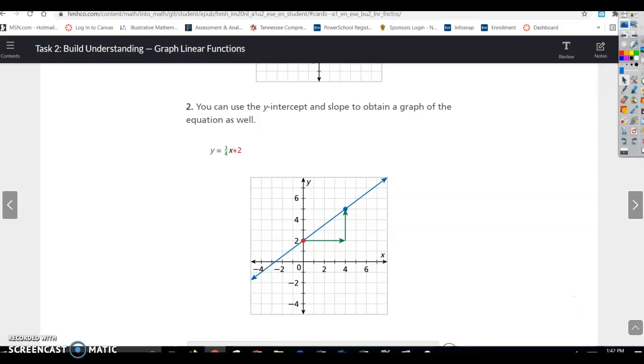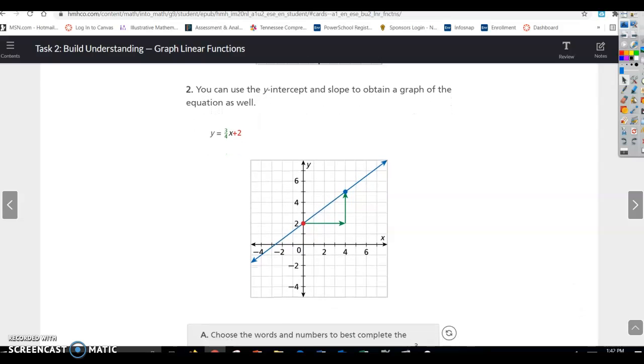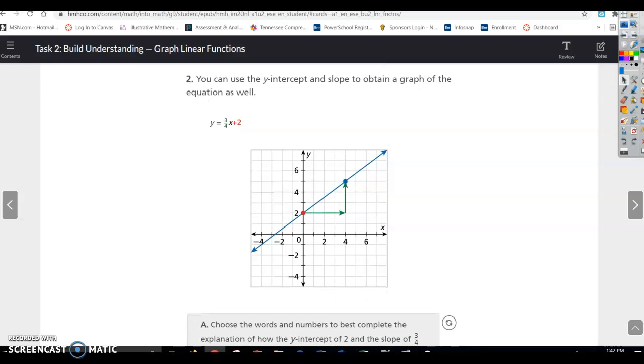You can also use the y-intercept and the slope to obtain a graph of the equation as well. So I think most of you probably did this in 8th grade math last year, so this should be a review. But we're going to look at this again.